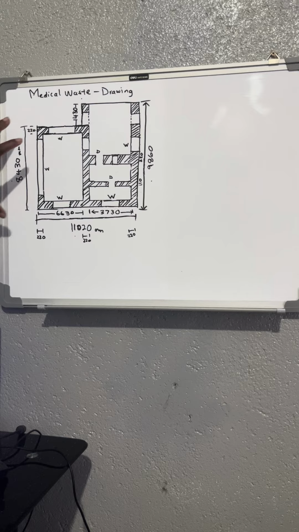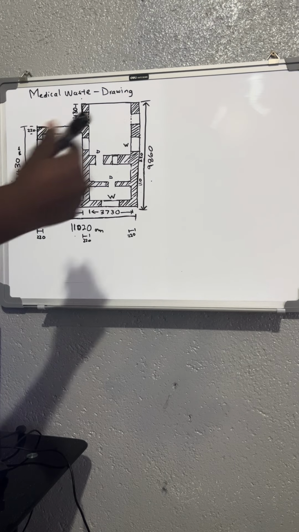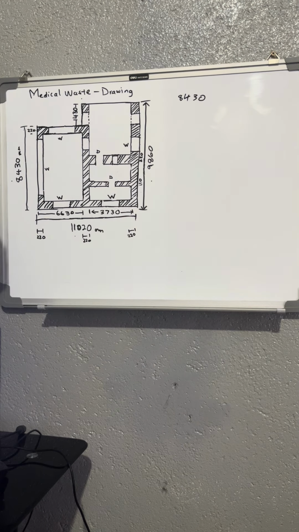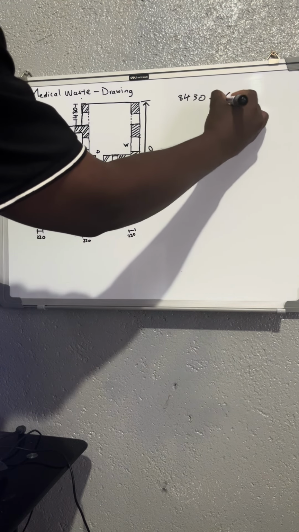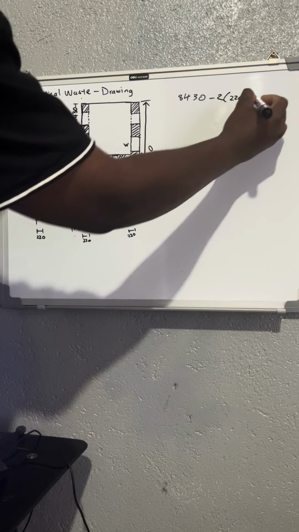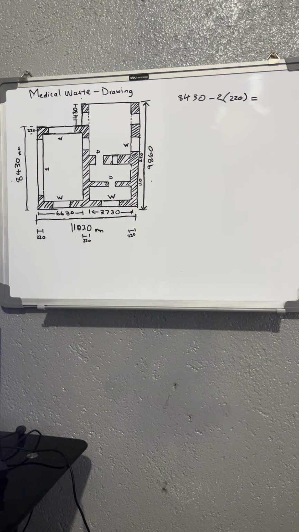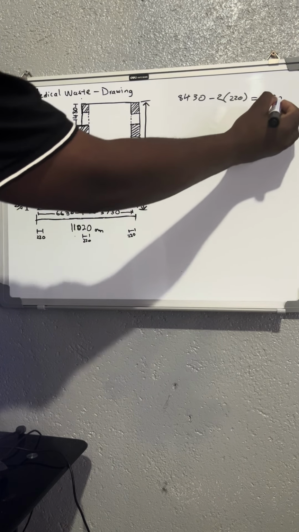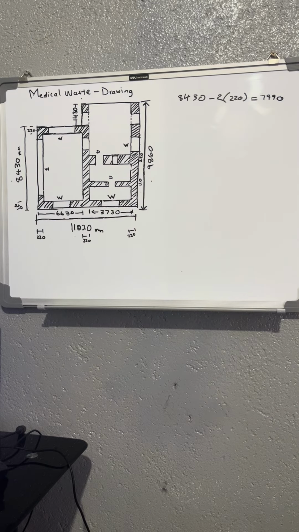So we're going to start on this left hand side. I will say we have our 8430 minus the 2 into 220, that's the two corners. Remember, even this one, it's your 220. Then what we get is 7990. Then now we are done with this side.